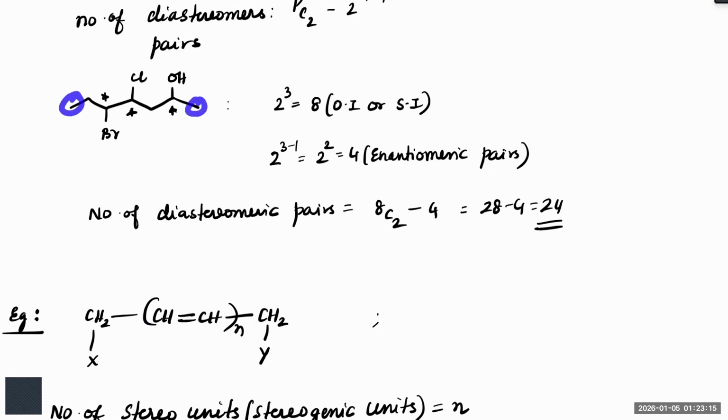In such a case, n value is 3, which means the number of stereoisomers will be 8. Correct. So the total number of pairs will be 8C2, which is 28. Minus how many enantiomeric pairs do we have? We have 4 of them. So 24 pairs we have. So 24 diastereomeric pairs and 4 enantiomeric pairs we have. Total stereoisomers are only 8. Okay.